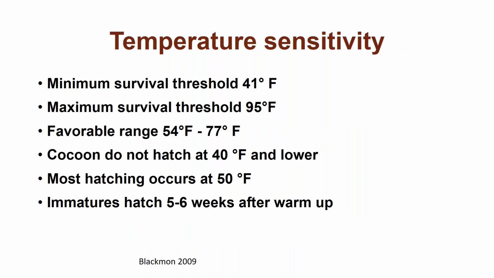In terms of temperature sensitivity, I mentioned before, I will not go into details because we don't have much time, but cocoons usually need about 40 degrees Fahrenheit to trigger their hatching. They usually need about 5 to 6 weeks of exposure to temperature higher than 40 before they hatch. So we would probably expect them to hatch in our areas about the end of April. The most favorable condition for hatching occurs at about 50 degrees Fahrenheit, and they can tolerate up to 95 degrees. So they're really heat tolerant and stay active and don't go dormant.